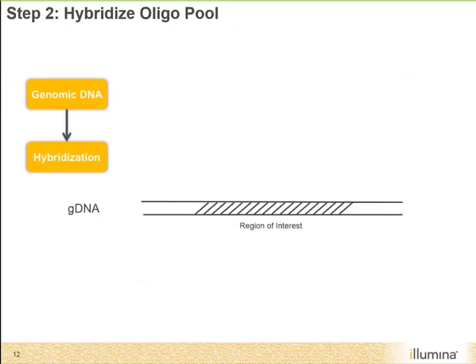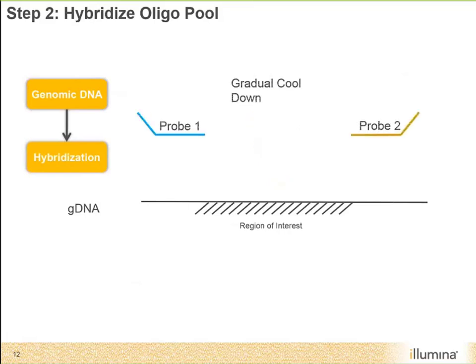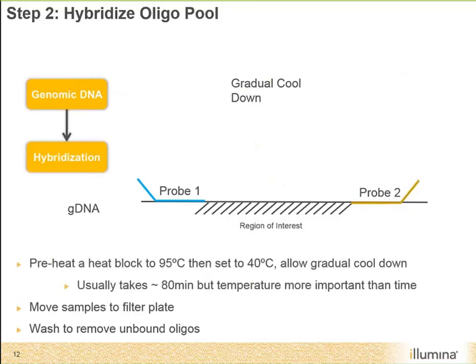Once we have our genomic DNA diluted to the appropriate concentration, we then proceed to hybridize the oligo pool. In this step, we incubate the genomic DNA with the oligo pool. On a heat block, we first preheat to 95 degrees, and then we set it down to 40 degrees, and this allows for a gradual cool down. This gradual cool down is key to successful hybridization of the oligo pool, and now you will have the probes binding to the specific areas within the genome. This typically takes around 80 minutes, give or take, but the temperature is more important than the time.